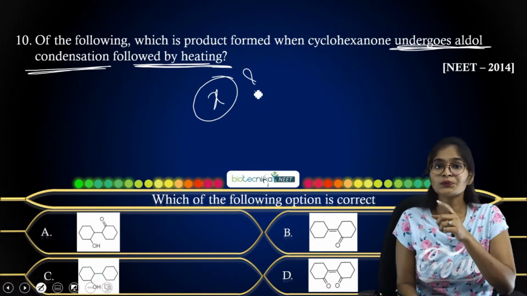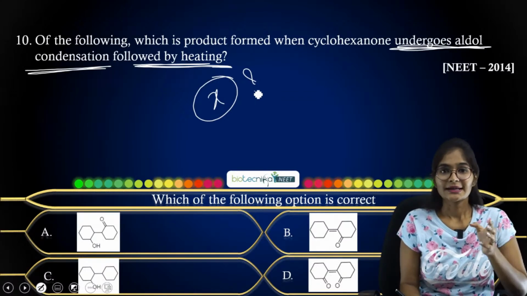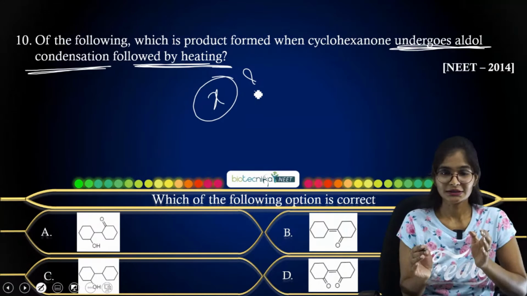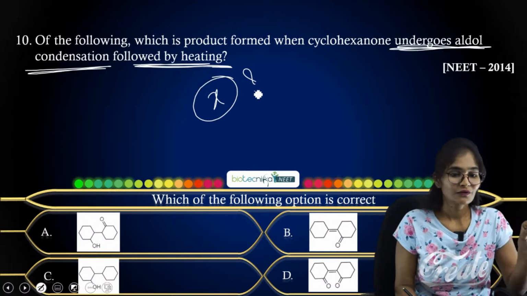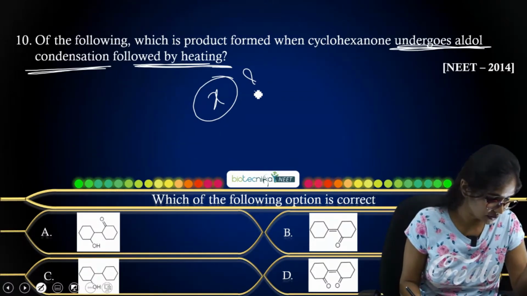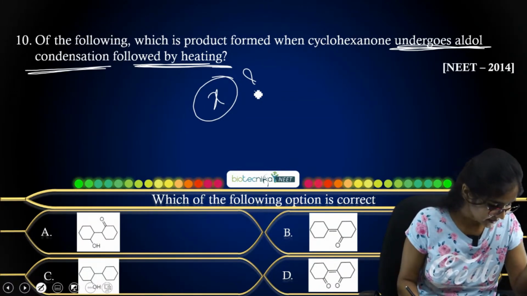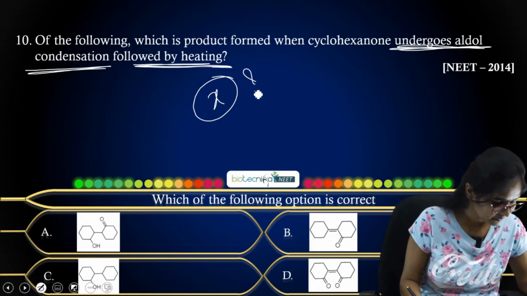It is going to attack the next cyclohexanone molecule, and side by side you will get the adduct, right? Then you are going to remove a water molecule, just upon heating, and you will get your final product as X. So just let me know the structure you will get for this question, right? Just let me know what answer you will get.